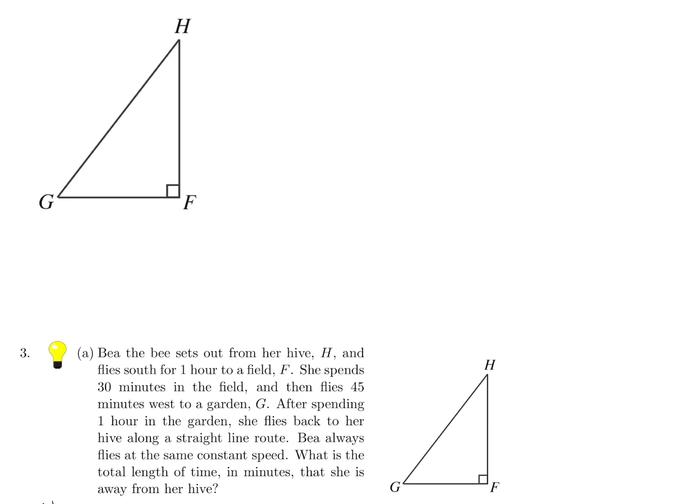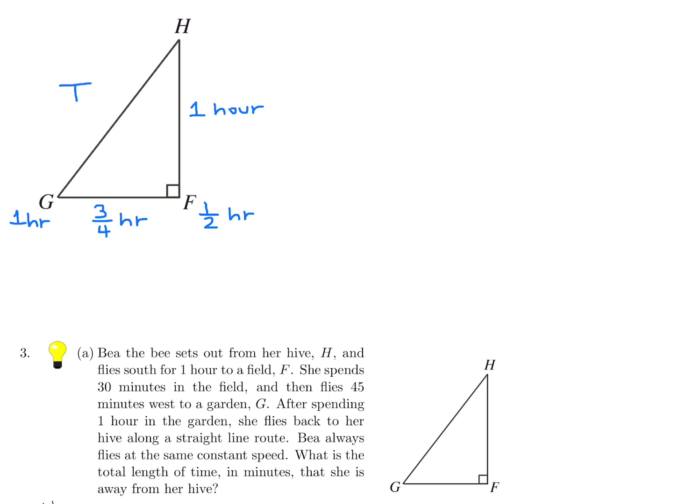So, she is going to be in this part of the graph for 1 hour from H to F. And then at F, she is there for 30 minutes, which is a half hour. And then from F to G, it's 45 minutes, so that's 3/4 of an hour. At G, she is there for 1 hour. And then finally, from G to H, we don't know. That we have to figure out. I'll just call that T for time.